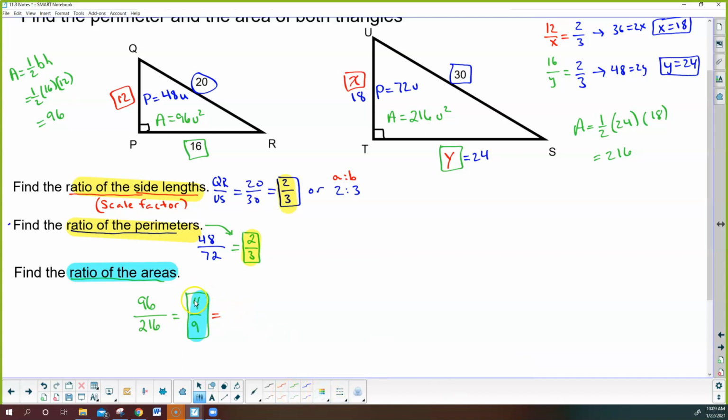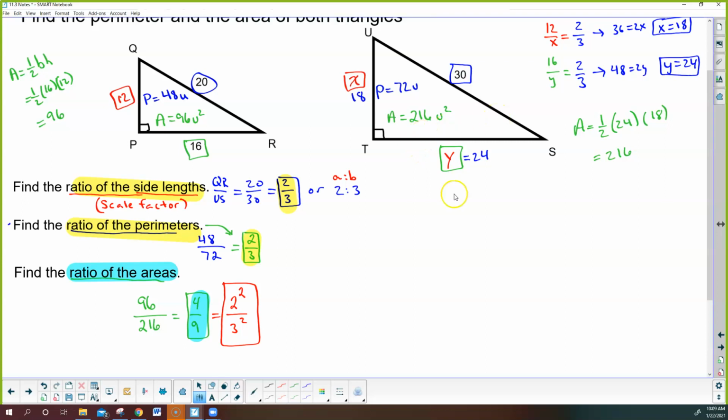So notice another way to write this ratio, which will be very helpful. Another way to write 4 is 2 squared. And another way to write 9 is 3 squared. And that's the connection we kind of want to make, is that the ratio of the areas of similar shapes, it has to be similar, is the scale factor squared. So if I take the 2/3 and square it, that gives me the ratio of these areas.